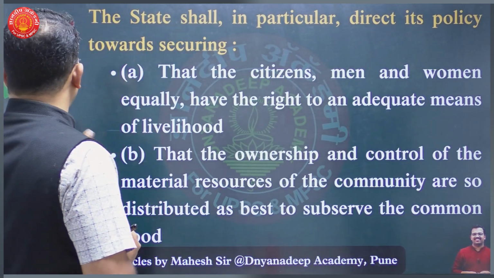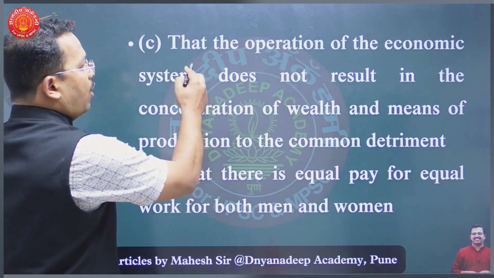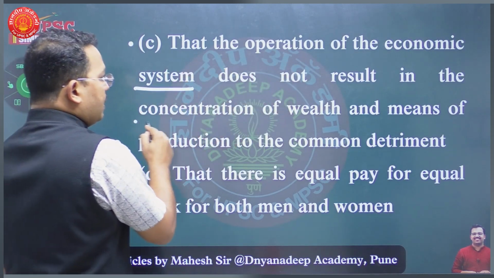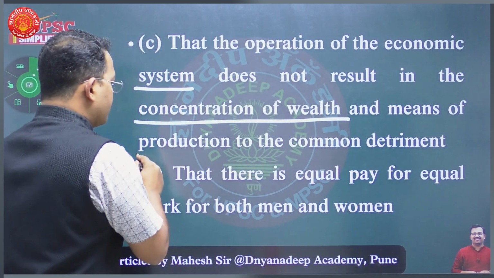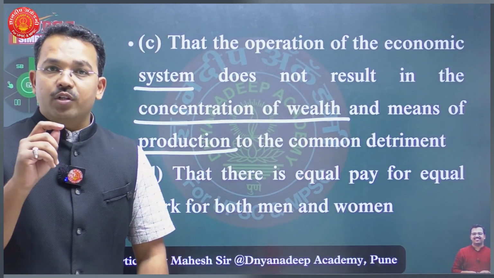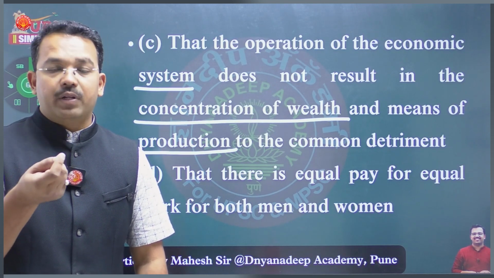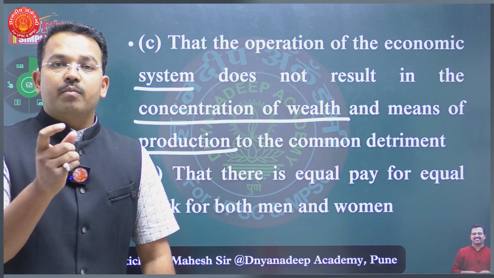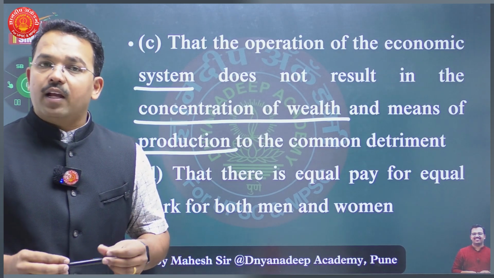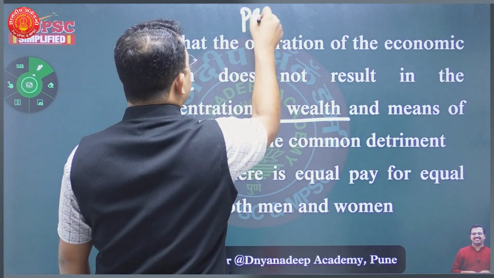Then comes clause C. Clause C, what does it say? That the operation of the economic system does not result in concentration of wealth and means of production to the common detriment. In simple terms, there should not be concentration of wealth in the hands of a few people. Wealth, means of production, resources should not be concentrated in the hands of a few people. That's why we have progressive taxation.